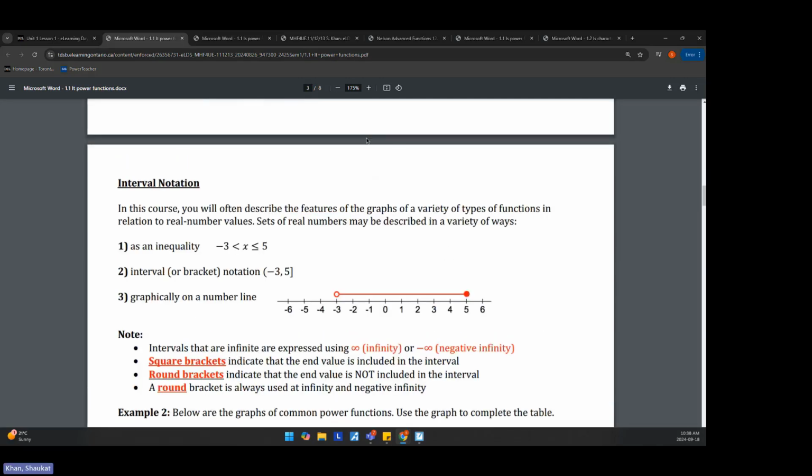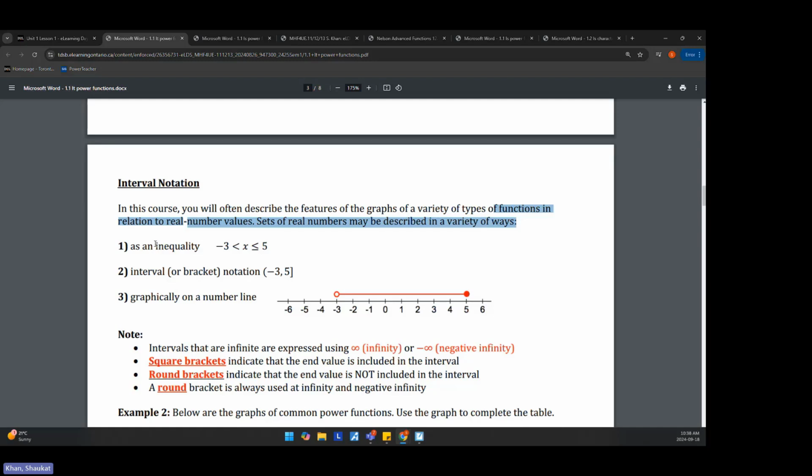Here, we are moving on now to interval notation. So interval notation, hopefully you have seen this many times before in your mathematical academic career in high school. In this course, you will often describe features of graphs of a variety of types of functions in relation to real number values. Sets of real numbers may be described in a variety of ways.